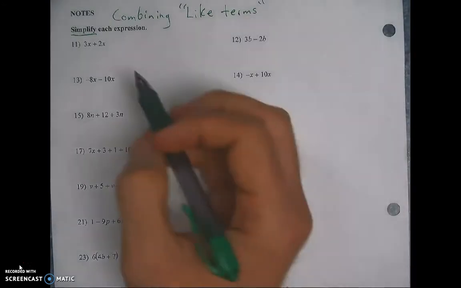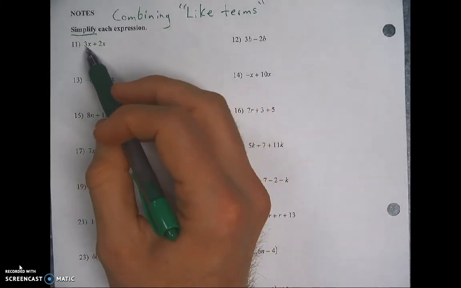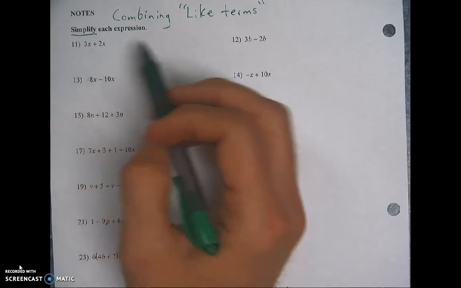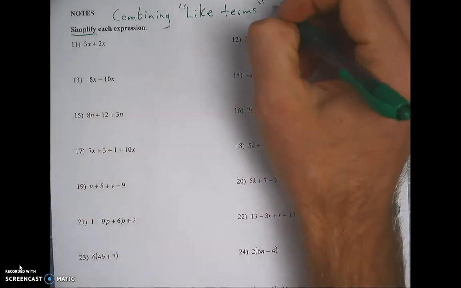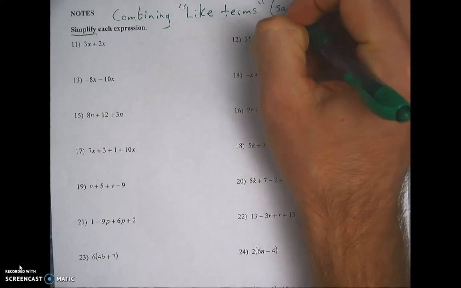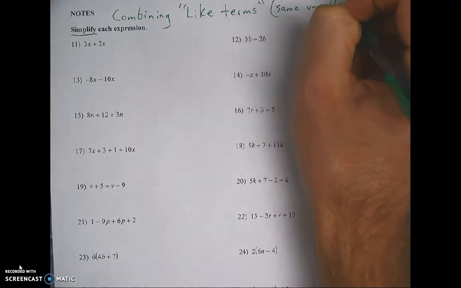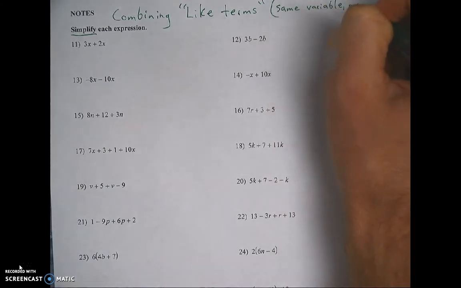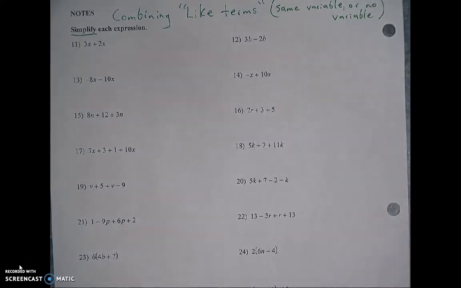A term is just either a number by itself or a variable by itself, or when a number and a variable are attached. That's a term. And we're going to combine like terms. Like terms have the same variable or no variable. So a number by itself can be combined with another number that's by itself without a variable.